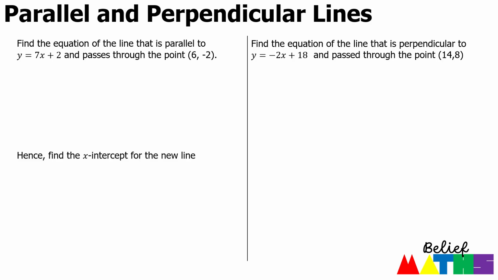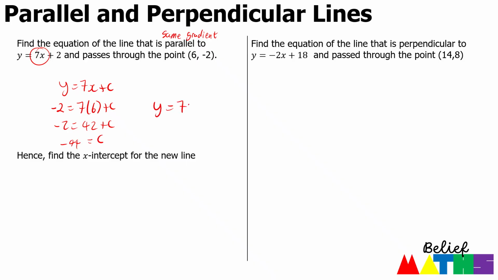Two more of these is finding parallel and perpendicular equations. Now parallel just means the same gradient. So I know my line is going to be y equals 7x plus c, because that 7x is going to stay the same. So subbing in my point then, minus 2 is equal to 7 times 6 plus c, minus 2 equals 42 plus c, so c equals minus 44. So the equation of my line is y equals 7x minus 44.